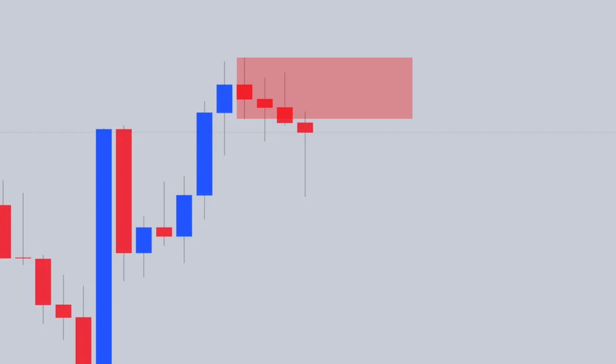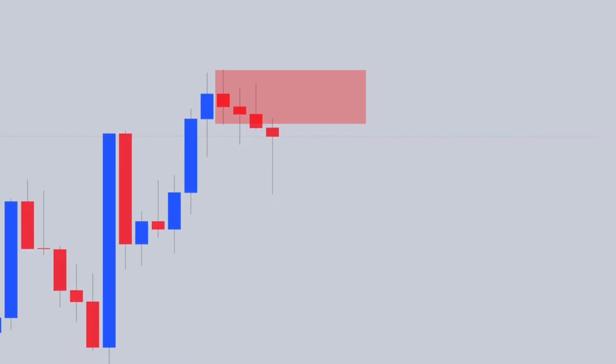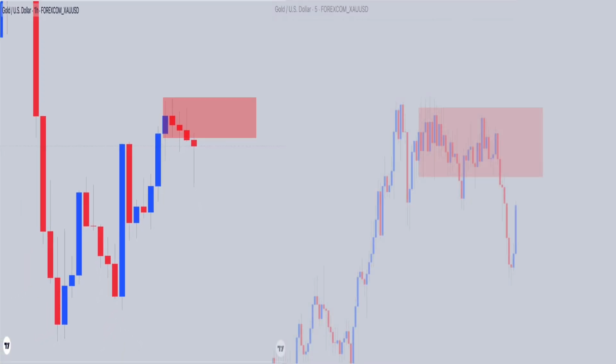When the price rises from the demand zone we identified on the M5 and reaches this higher time frame's supply zone, it doesn't necessarily mean the price will reverse directly from the lower boundary of the zone. If we're looking to take a long position at a demand zone, we need to identify the strongest supply zone within this higher time frame supply area for our M5 trades. Similarly, when entering a trade, it's essential to locate the strongest demand zone within a broader demand area to ensure a more reliable entry point.